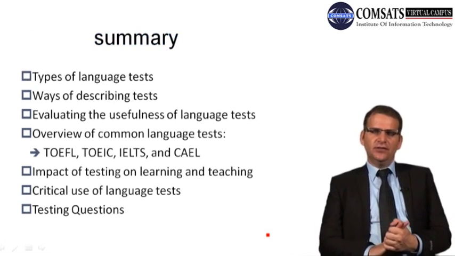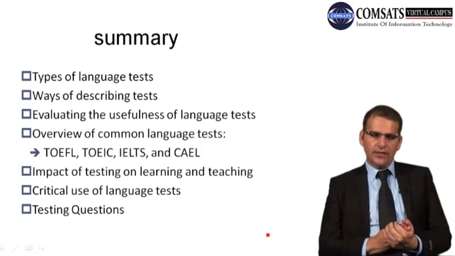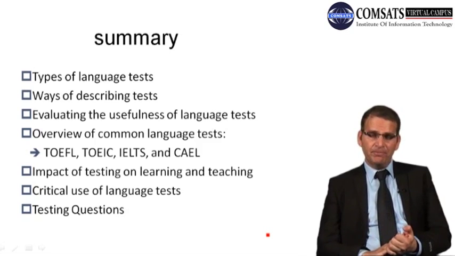So in this lecture, we talked about language testing, and how we can test the language. We talked about different types of language tests, such as achievement tests and proficiency tests. Then we discussed different ways of describing tests: subjective, objective, integrative, discrete point, and others. And then, how to evaluate the usefulness of a language test.